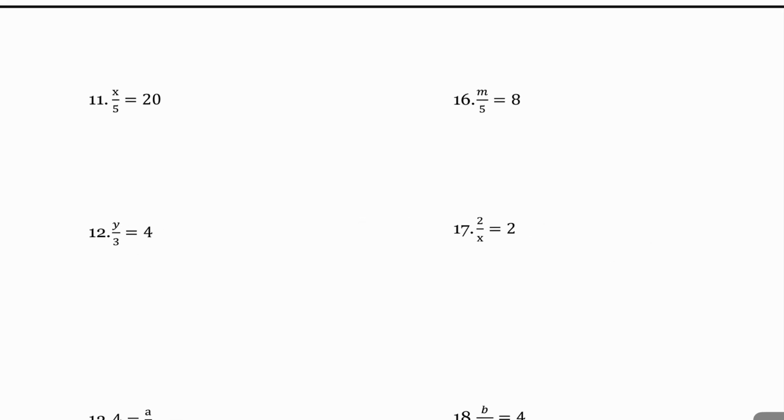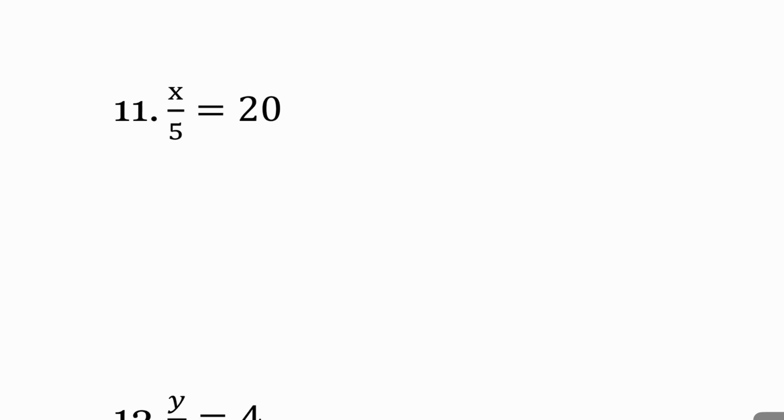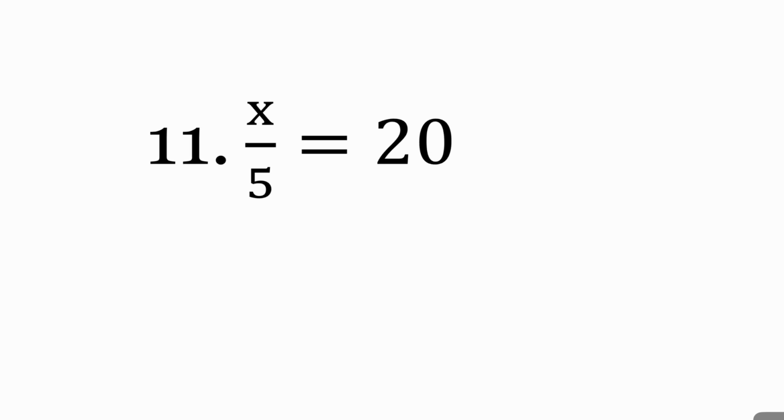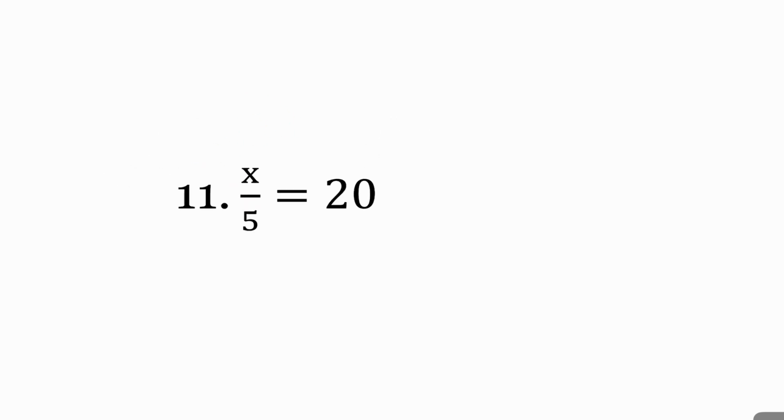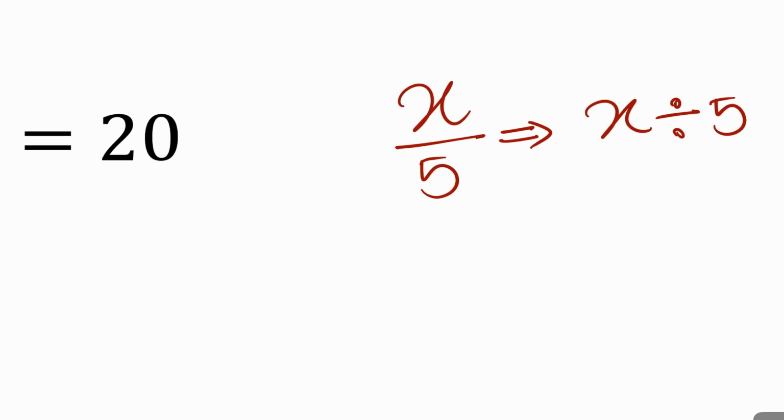Okay, come over to the other side of your assignment, the flip side. Question 11, x over 5 equals 20. So look here, x over 5, what does that mean? X over 5 means x divided by 5. So this is a particular way of expressing division. So x over 5, x divided by 5, x slash 5, all are the same.